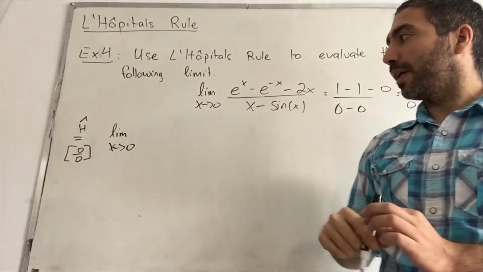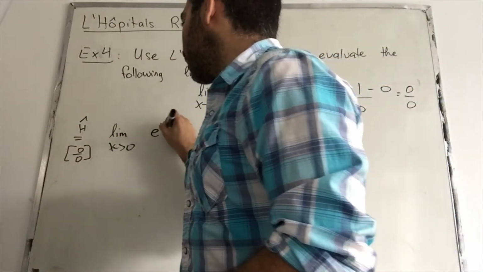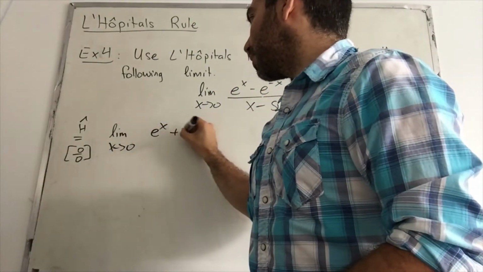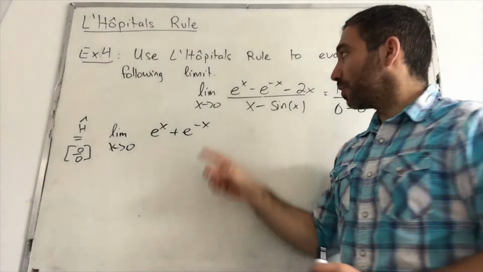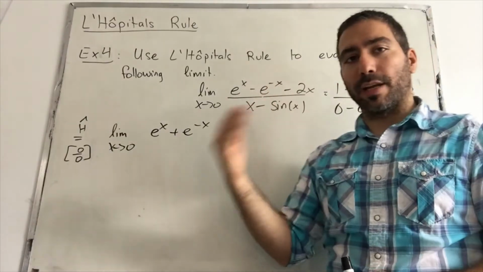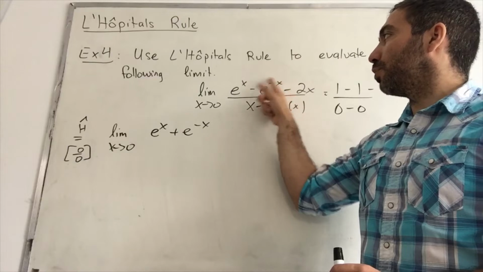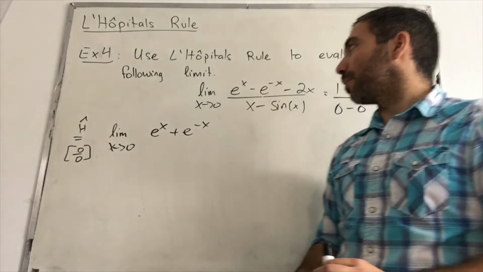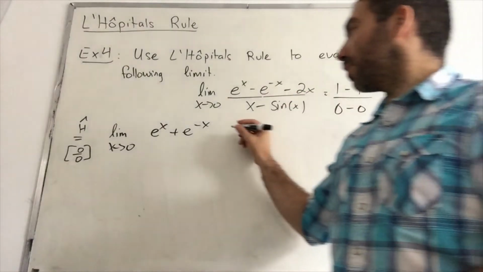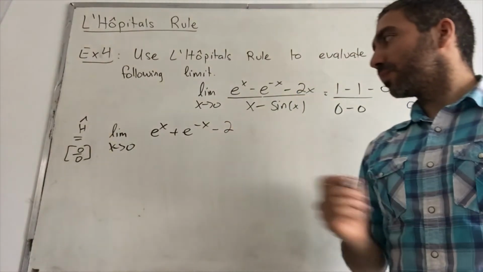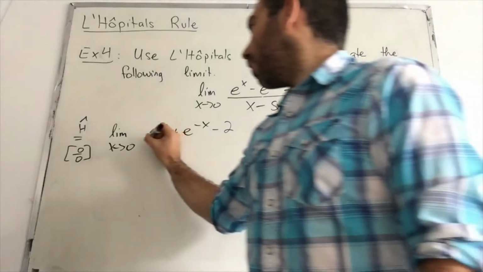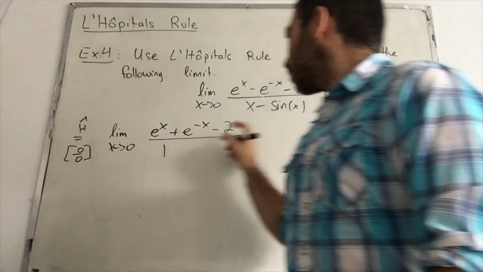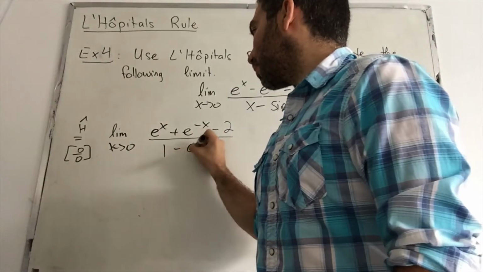The derivative of e to the x is e to the x. The derivative of negative e to the negative x is plus e to the negative x, right? Because of the chain rule, the derivative of e to the negative x is e to the negative x multiplied by the derivative of negative x, which is negative 1, and the two negatives cancel, giving us a plus. The derivative of negative 2x is minus 2. On the bottom, we take the derivative as well. The derivative of x is 1, and the derivative of sine of x is cos of x.